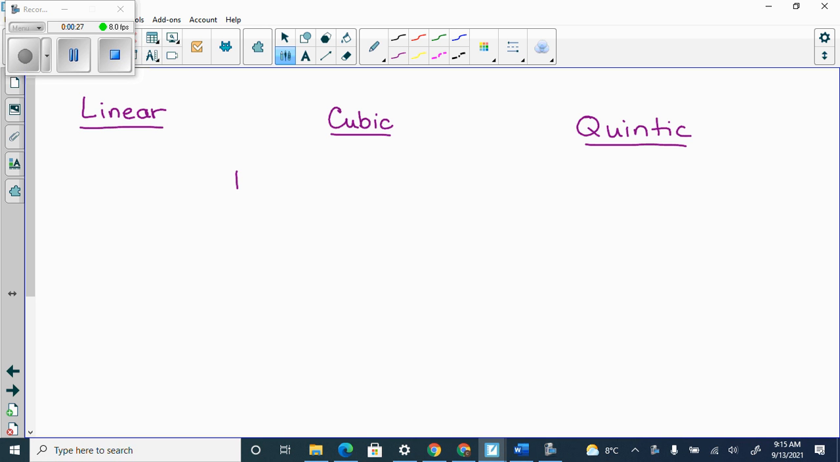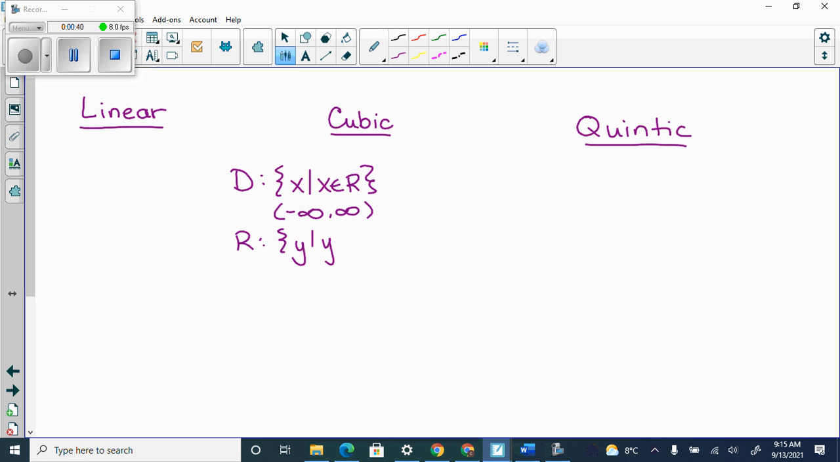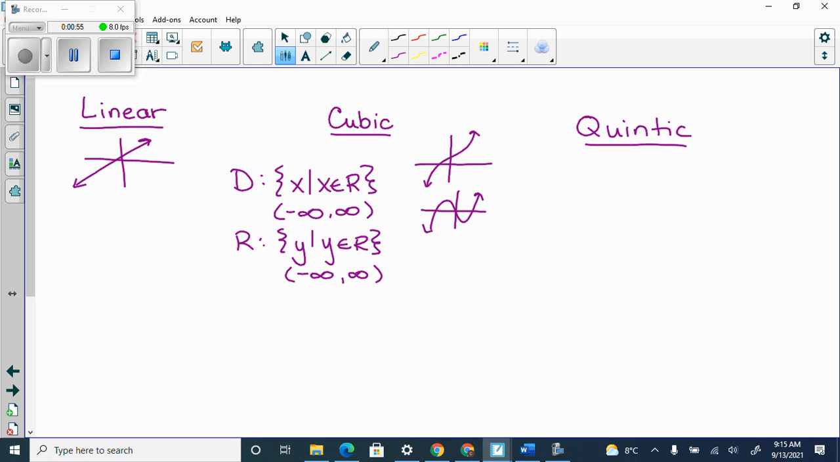We do know that their domains are x such that x is an element of the reals, or negative infinity to positive infinity, and the range is the same because they disco. Their arms are going out to infinity both directions. So linear could be like this. Cubic can be like this little swoopy thing, called point of inflection, or it can have a max and a min. And your quintics could actually do the swoopy thing like that, point of inflection, or a couple mins and a couple maxes.